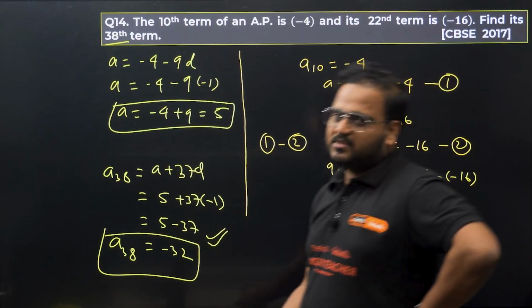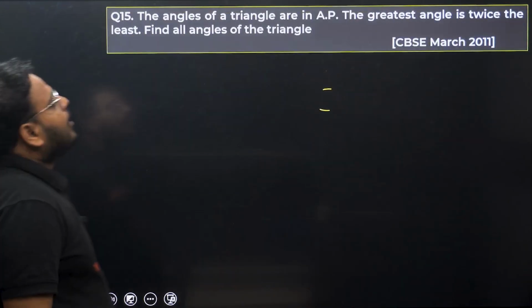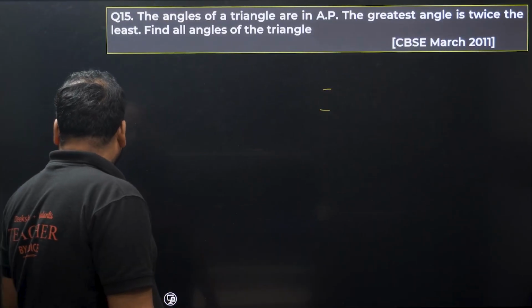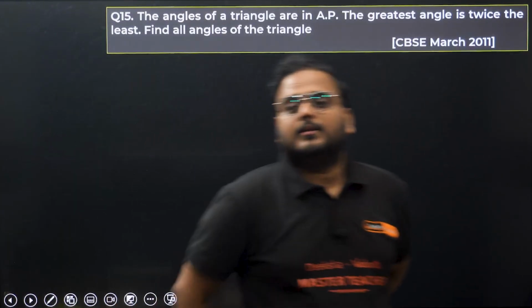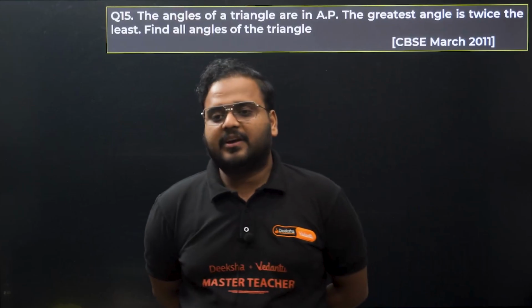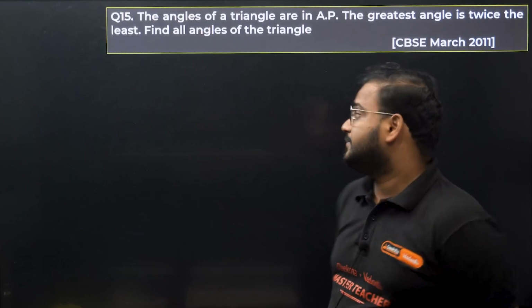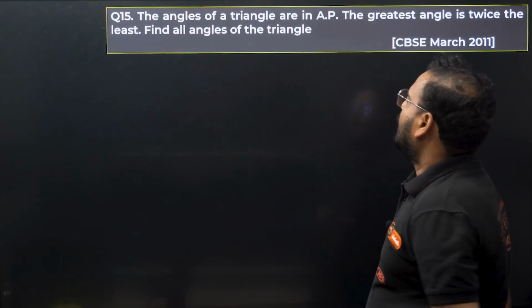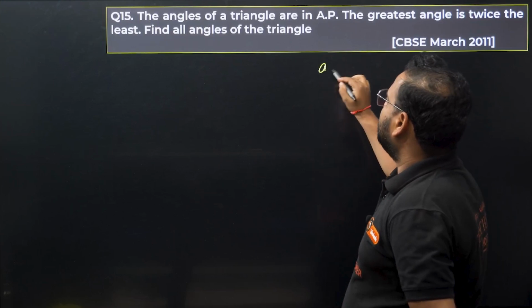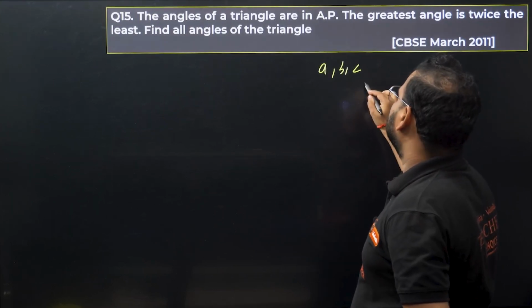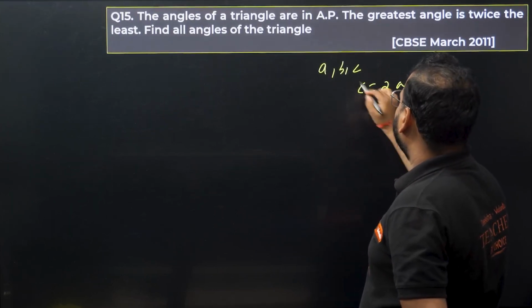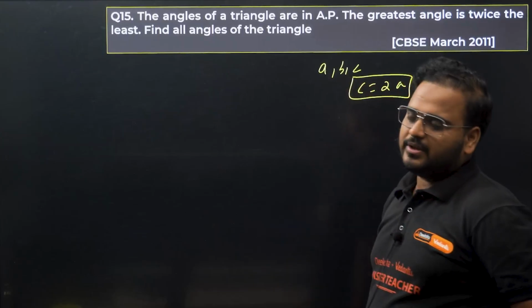Alright. Can we ask a 3 marker? Let's move on then. Question number 15. Alright. The angles of a triangle are in AP. The greatest angle is twice the least angle. Okay. Alright. Let's say the angles are A, B and C. They're saying that C is twice of A. Alright.